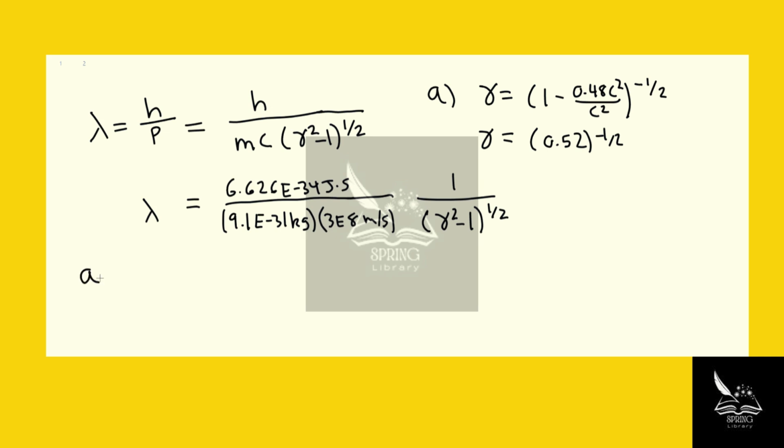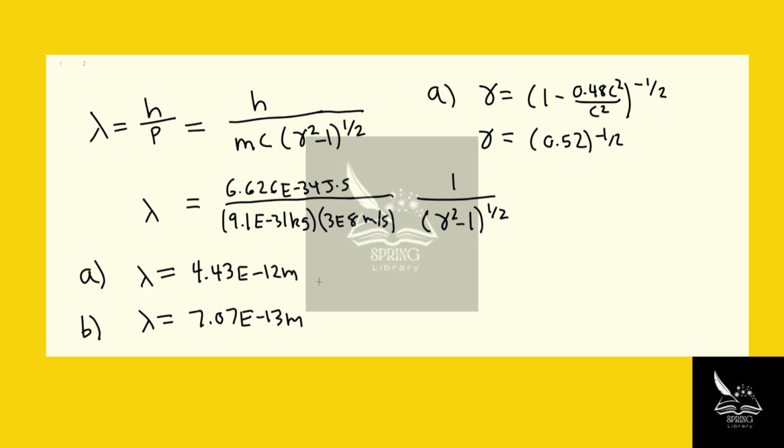For part A, we will obtain a lambda of 4.43 times 10 to the negative 12 meters. And for part B, we will obtain a lambda equal to 7.07 times 10 to the negative 13. So as our particle got faster, its de Broglie wavelength went down.